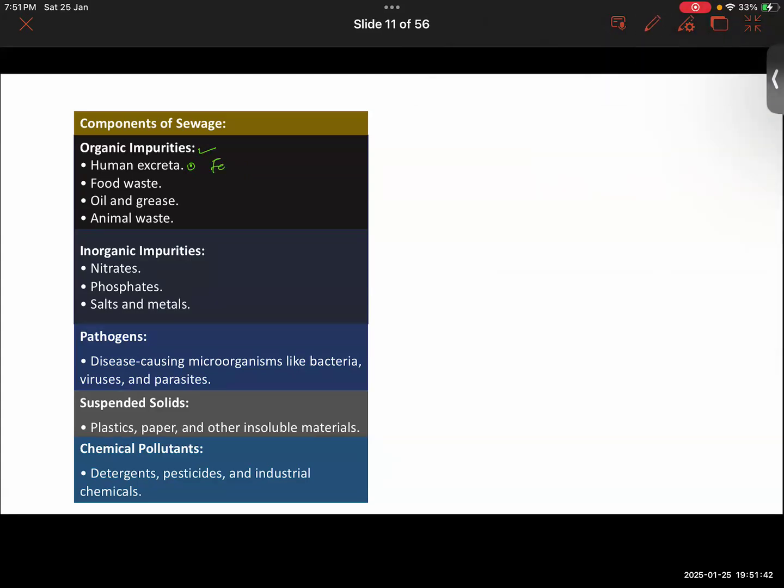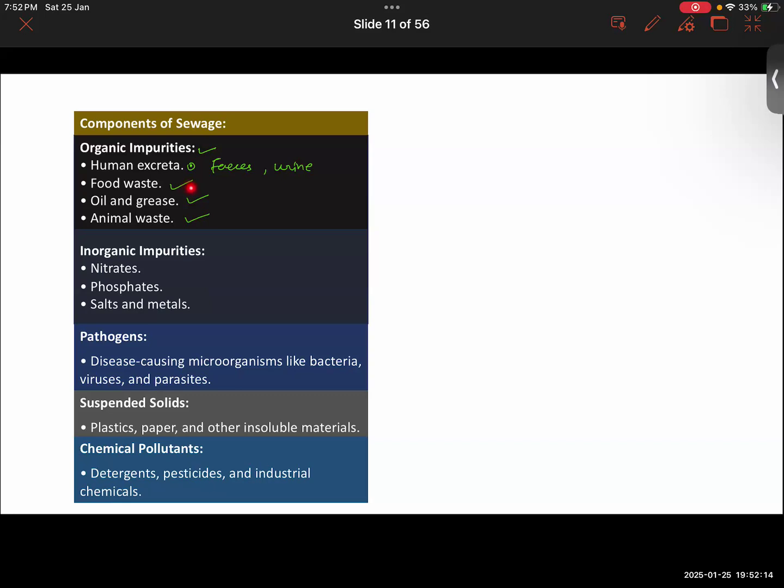That is human feces, right? Or the urine. It contains food waste, oil and grease, and in fact animal waste also, right? So organic impurities are the kind of impurities that are coming from living organisms, or waste related to living things. Getting it now? Food waste is also organic impurity, because the food that we're getting was once part of a living organism. Getting it now?